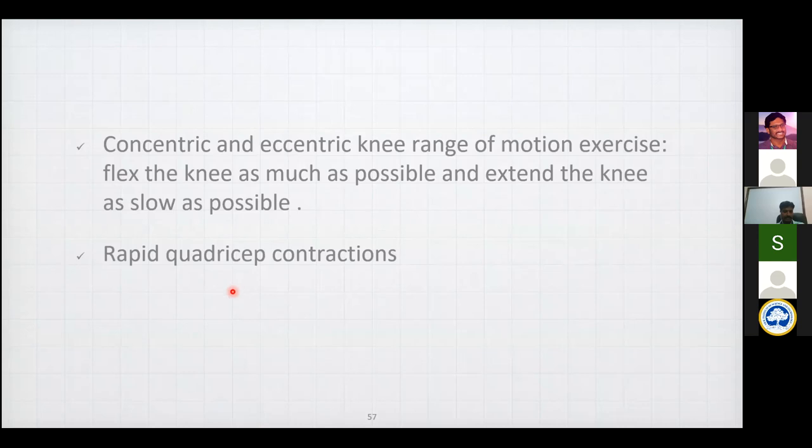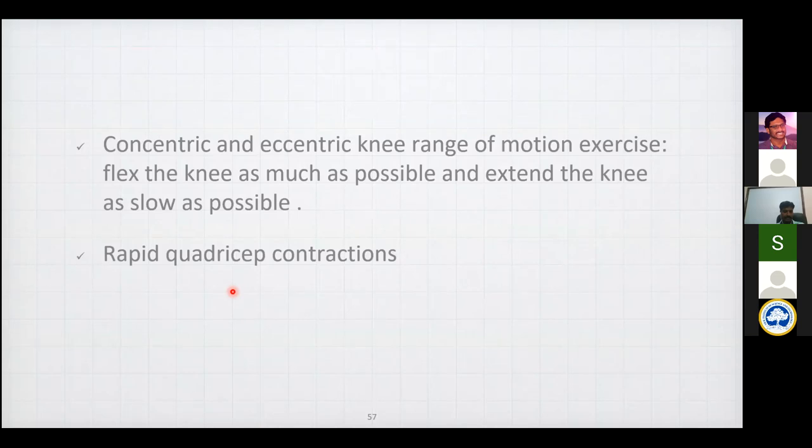Rapid quadriceps contraction. This is another very important thing. We are not doing isometric here. So we keep the foam roller below. The patient is in long sitting. We ask them to put the foam roller below the knee and we tell them to do rapid quadriceps contraction.